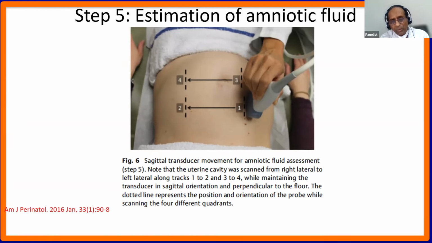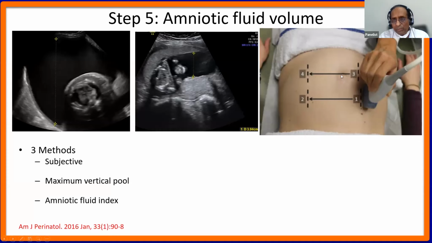The other measurement is called the 4-quadrant measurement. You divide the uterus into 4 quadrants and in each quadrant you go from the midline laterally to ensure you identify the deepest pool in that quadrant. So the deepest pool in all the 4 quadrants is measured, and you ensure there are no fetal parts or umbilical cord inside, and then measure the deepest vertical pool.